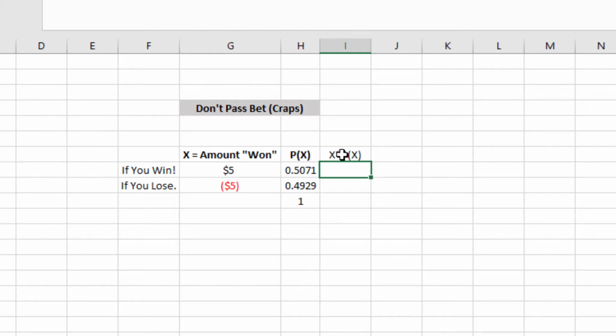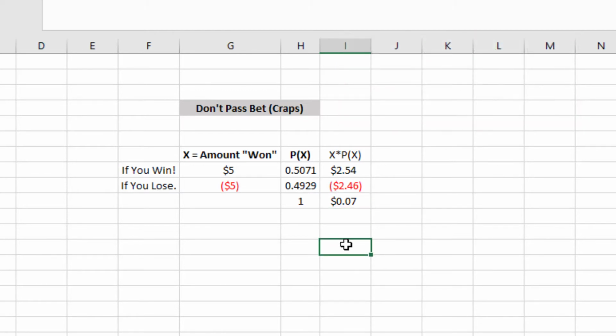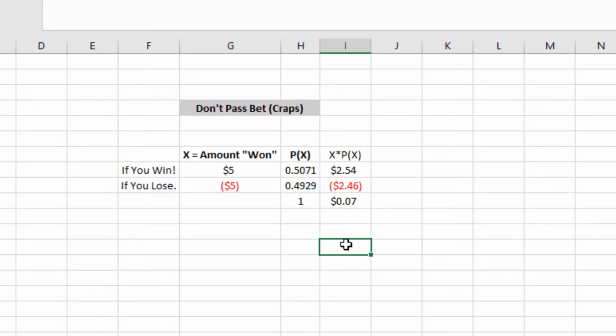Which means if we do the average, it's going to be a positive 7, right? If we do that times that, just like we did with the don't pass or with the pass line bet, these are going to add up to a positive 7. Yeah. Well, that would be true if the chance of winning on a don't pass bet were 50.71%. But Vegas knows that this would happen if this were true. And they've controlled for it.